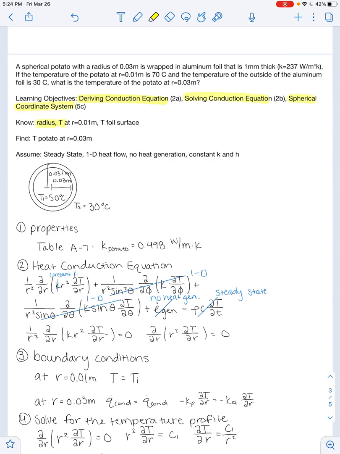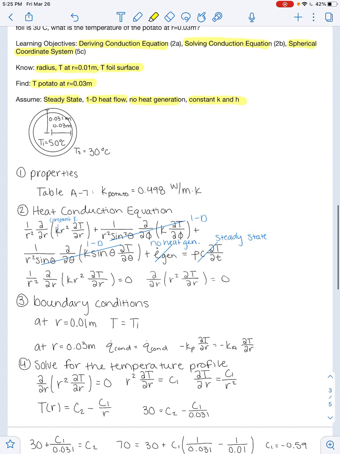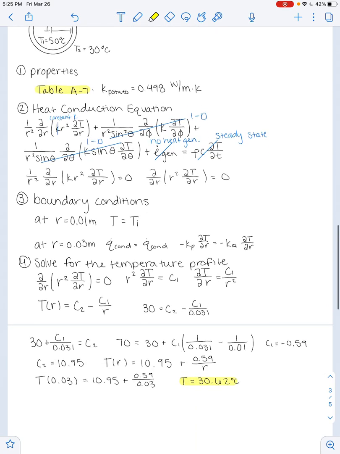We know the radius, we know the temperature at a known radius, and then we know the temperature at the foil surface. And we want to find the temperature at the interface between the foil and the potato. And we can assume at steady state that it's 1D heat flow and there's no heat generation and constant K and H. Using this information in table A7, we can find values for properties for potatoes.